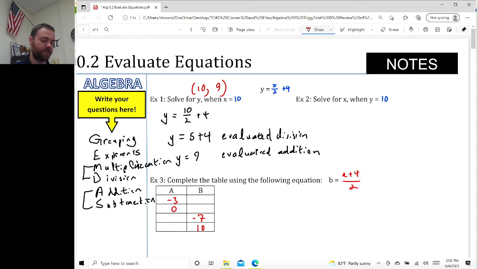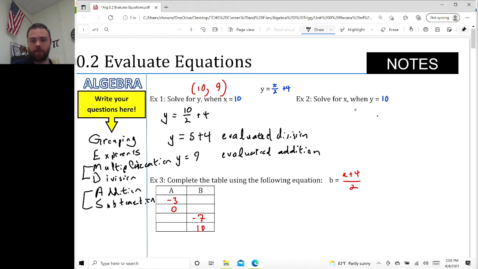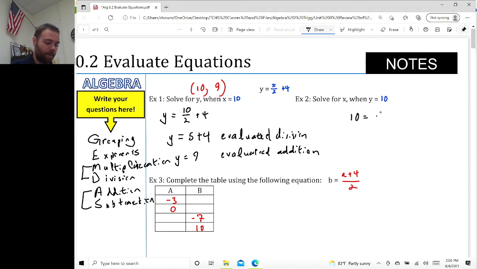And then it says solve for x when y equals 10. So instead of plugging in x equal to 10, we're going to substitute 10 in for y. I'm going to show you how to do that. In this case, we're going to solve an equation and then evaluate our solution. So we've got 10 equals x over 2 plus 4. What I'm going to do is solve for x.